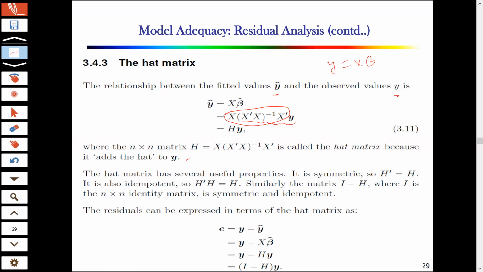The hat matrix has several useful properties. First of all, it is symmetric, that means H transpose equals H. It is also idempotent, that means H times H equals H. Similarly, the matrix I minus H, where I is an n by n identity matrix, is symmetric and idempotent. The residuals can be expressed in terms of the hat matrix, because the residual is y minus y hat, so y minus X beta hat. If we write this, then e equals (I minus H) y, where H equals this one.